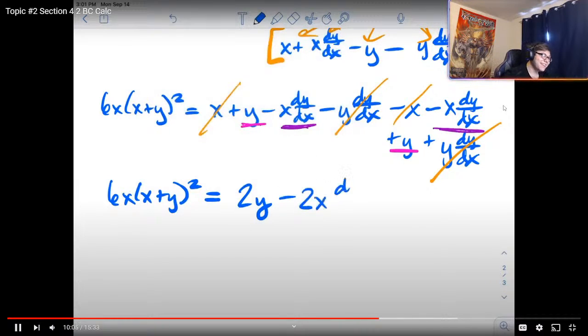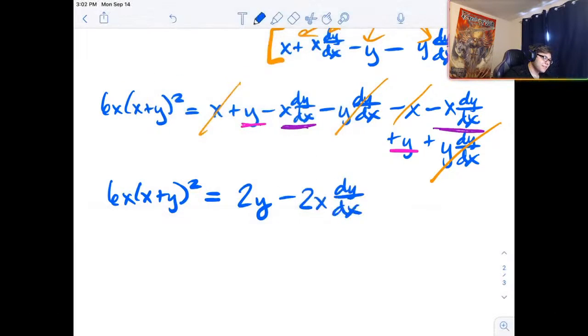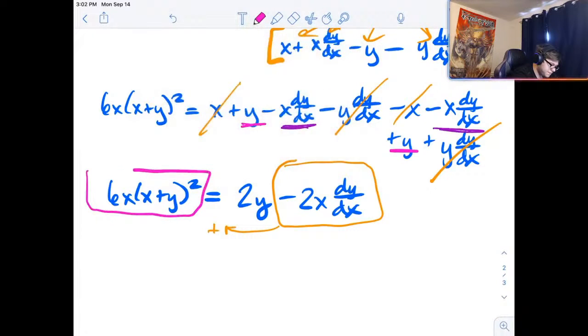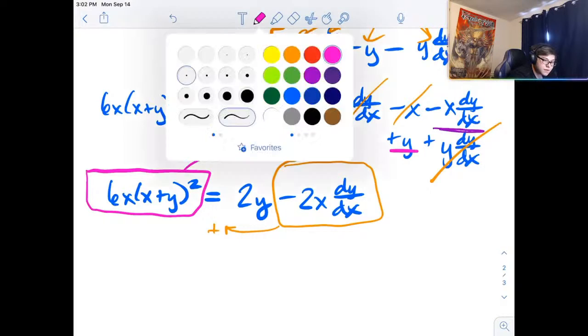Negative 2x dy dx. Okay. Now I've hit the organization phase, you guys. And I really like to try to have all of my dy dx terms on the left-hand side of the equal sign. So I think I'm going to wind up adding that guy this direction. And furthermore, anything that does not have a dy dx attached to it, I think I'm going to wind up subtracting that guy over to this side.